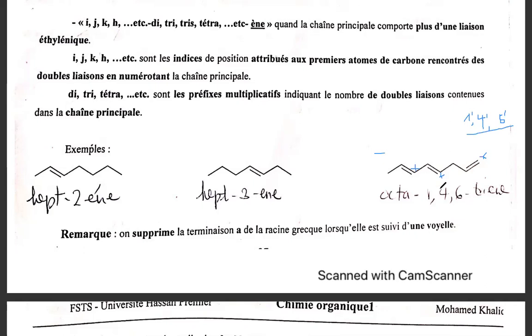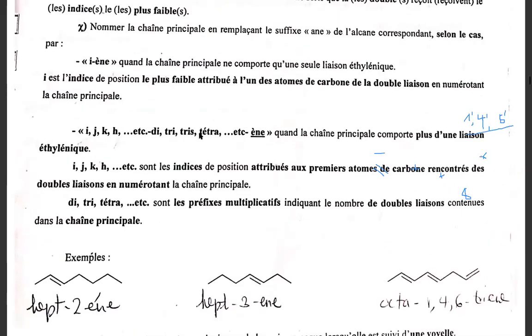If we had 4 triple liaisons, maybe something like this, we're going to say, okay, this is position number 6, this is 7, this is going to be 8. So if we include 8, we are going to say tetrayne. For 2, we are going to say diyne. For 3, we are going to say triyne.